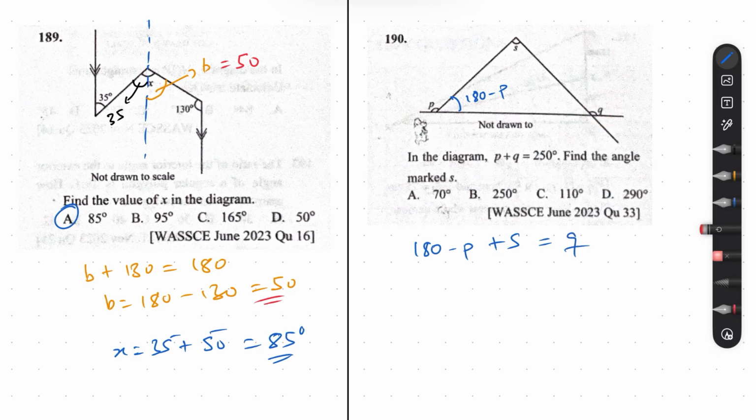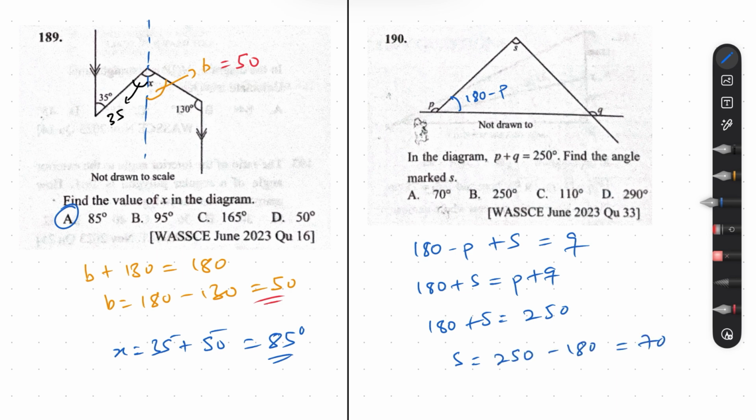Cool. So now let's rearrange. We would have 180 plus S equal to P plus Q. But we're told that P plus Q is equal to 250. So we just need to replace P plus Q with 250. So we have 180 plus S equals 250. Now we can easily find S to be 250 minus 180, which should give us 70. So our answer is 70, which is A.